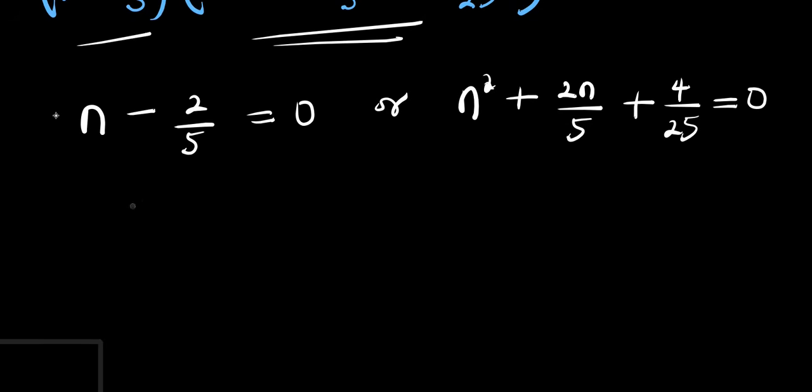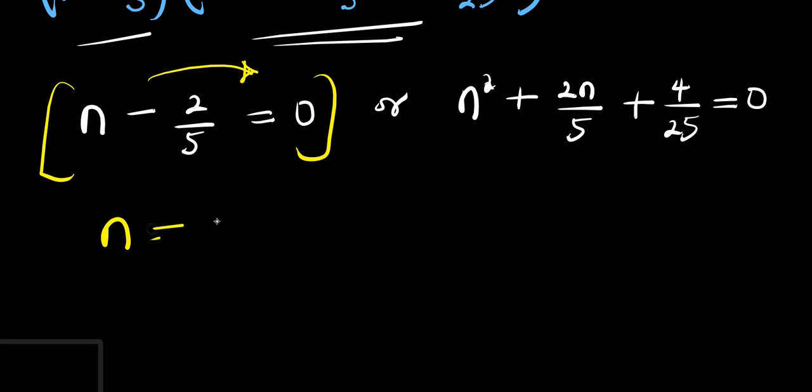Now let's solve this individual equation. Let's start with this one here. Can easily move this over here. I have n equals 2 over 5. This is my n1.